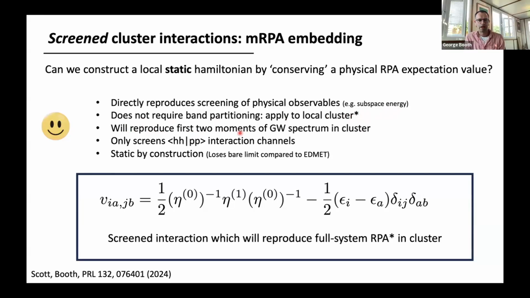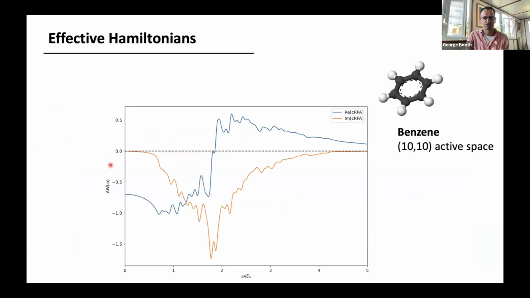Okay, I'll do that. It will reproduce the first 2 moments of the GW spectrum. Two interesting features are that it only screens the particle-hole interaction channel, it doesn't screen all channels of the interaction, and as I said, it's static by construction. So I think I've just got 2 slides of results I'll go through.